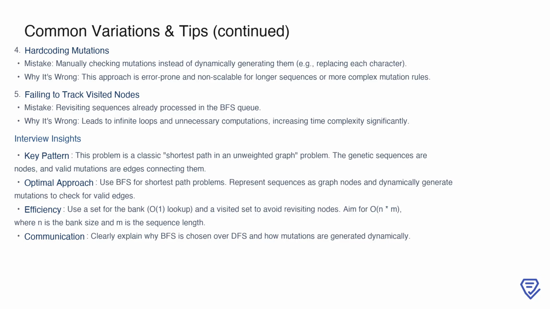Continuing on, another common mistake is hard-coding mutations. This involves manually checking for mutations, such as by writing out specific character replacements, instead of dynamically generating them. This approach can easily lead to errors and doesn't scale well for longer sequences or more complex mutation rules.